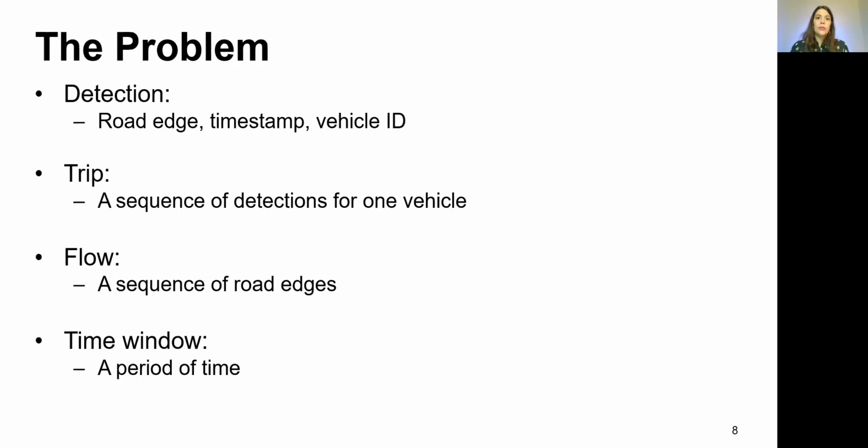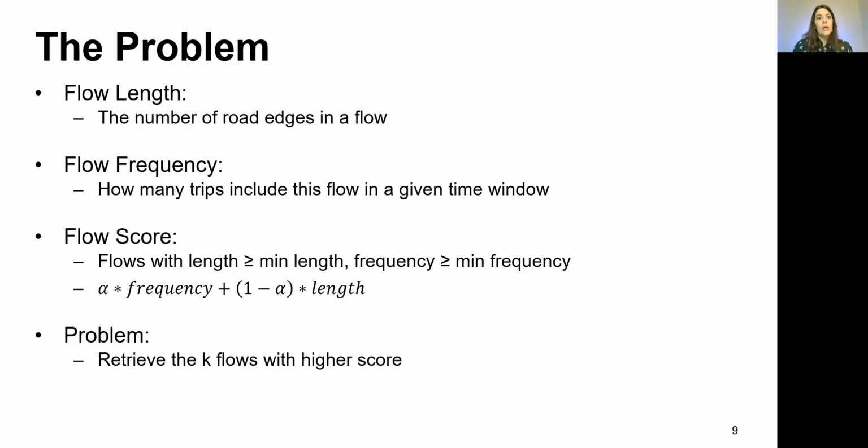To describe our definition of the problem, we need first to define its components. So, a detection is a combination of a road edge, a timestamp, and a vehicle ID. A sequence of detections for a certain vehicle creates a trip. A flow is a sequence of road edges, and the period of time during a day is called a time window. We can define the length of a flow to be the number of road edges it has, and the frequency, how many vehicles are including this flow in their trips in a given time window.